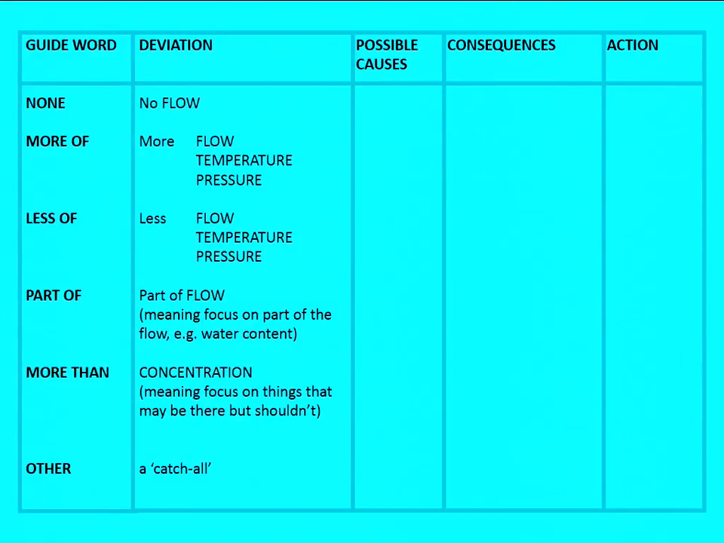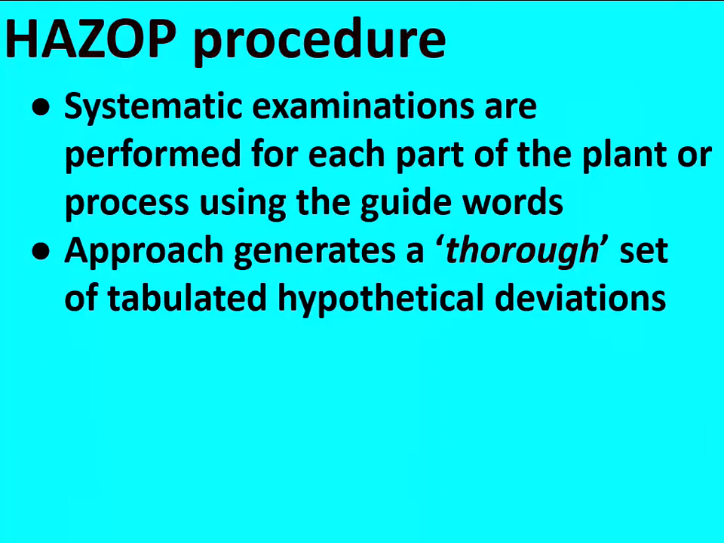So we do this systematic examination for each part of the plant. Like I say, we don't HAZOP the whole plant at once, we just HAZOP a section of it. Draw a little section and do a HAZOP study on that. When that's complete, you move on to the next section, and the next. So it can take a long time to do a full HAZOP. But it generates a thorough set of tabulated deviations. At the end of the day, you've got a report where you've considered all possible deviations for this plant.